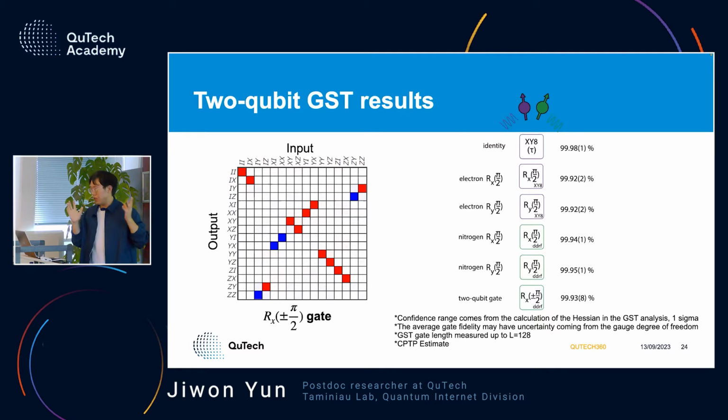And in our result, we were very excited to see that all of the gates that we used in this two-qubit system were exceeding 99.9% gate fidelity.